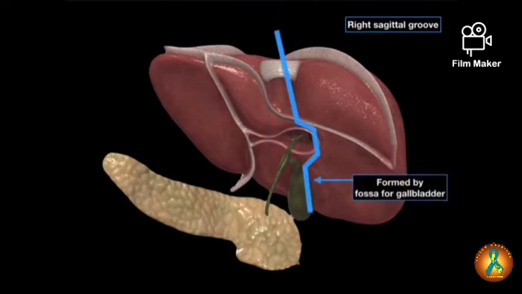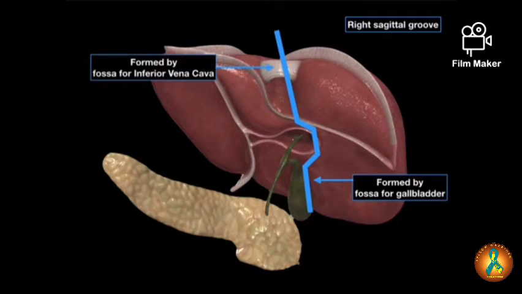It is formed by the fossa for the gallbladder. This is the gallbladder right here. And it's also formed by the fossa for the inferior vena cava.